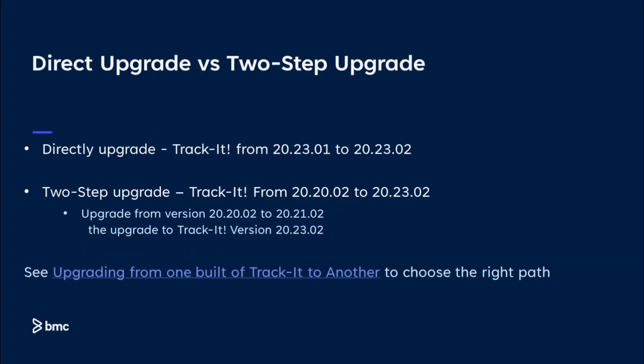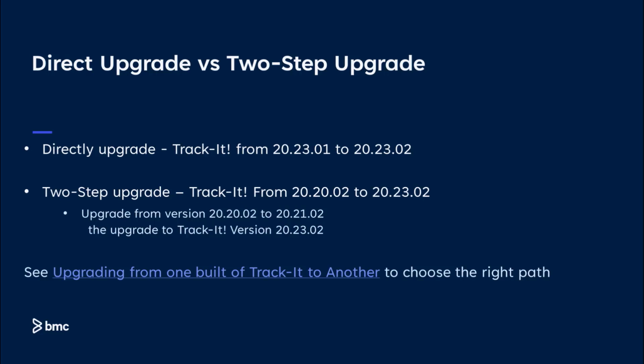Let's discuss the direct upgrade and two-step upgrade process of the Trackit application. If the Trackit application is running on the 2023 Release 01 version, then you can directly upgrade to the 2023 Release 02 version. This entire process we can call the direct upgrade or one-step upgrade process. If the Trackit application is running on an old build version and you want to upgrade to the latest build version, which is 2023-02, the two-step upgrade needs to be followed.